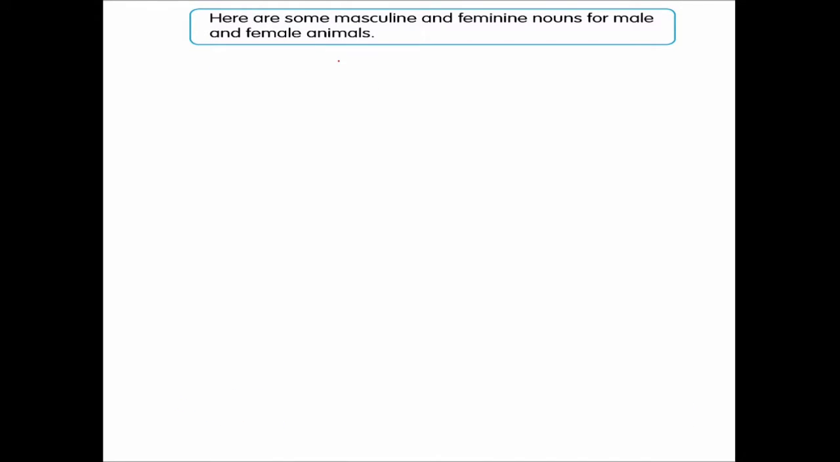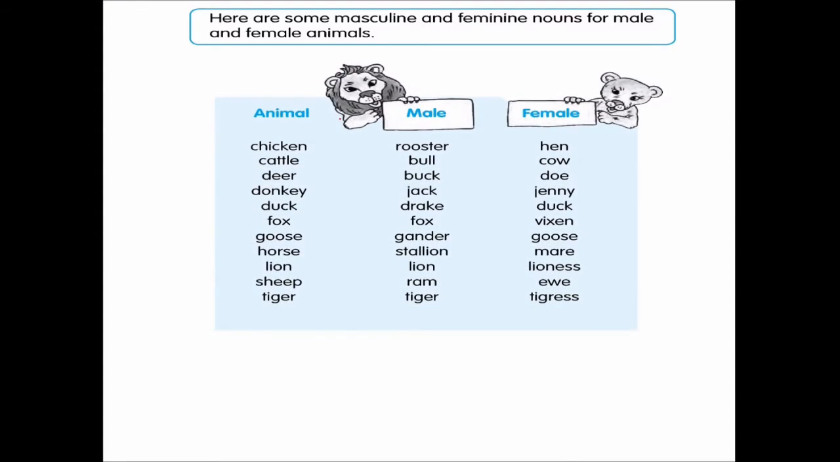We have some masculine and feminine nouns for male and female animals. Like, animal is chicken. So, male will be rooster. Female will be hen. For cattle, a male will be a bull, and a female will be a cow. Deer, the male will be buck, and female will be a doe. Donkey, the male will be jack, and female will be jenny. Duck, the male will be drake, and female will be just duck.